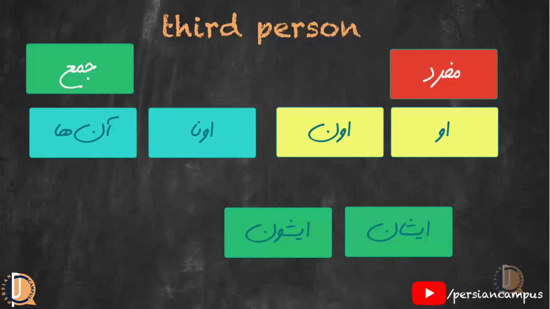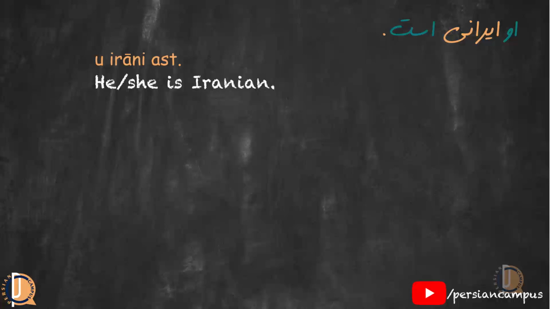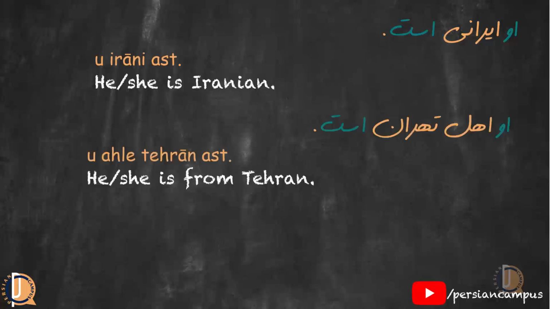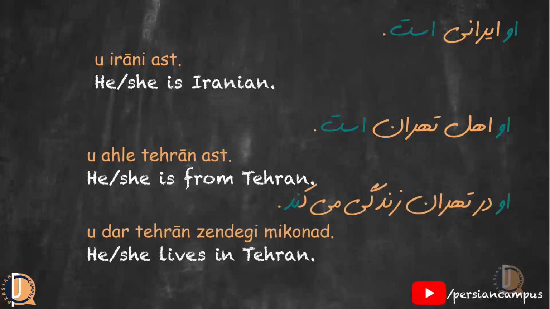Let's see some examples. او ایرانی است. او اهل تهران است. او در تهران زندگی می کند. We use او or un to refer to our friend when we are talking about him or her.